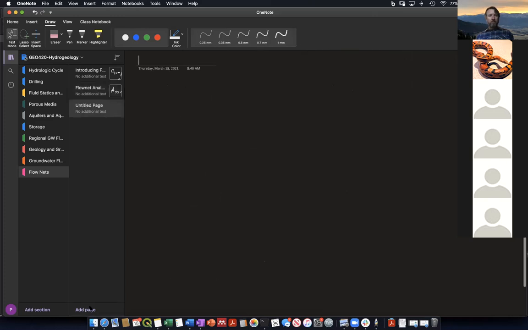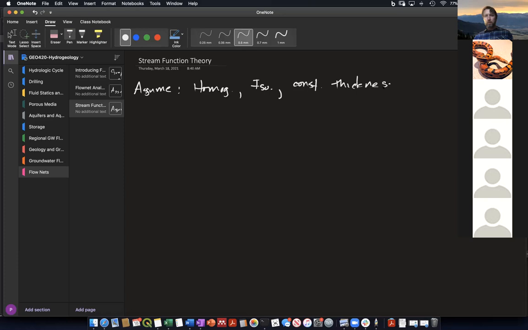Let's go another step in our analysis of stream tubes, and we're going to just briefly talk about what we call stream function theory. Again, we'll assume a homogeneous, isotropic, constant thickness aquifer.